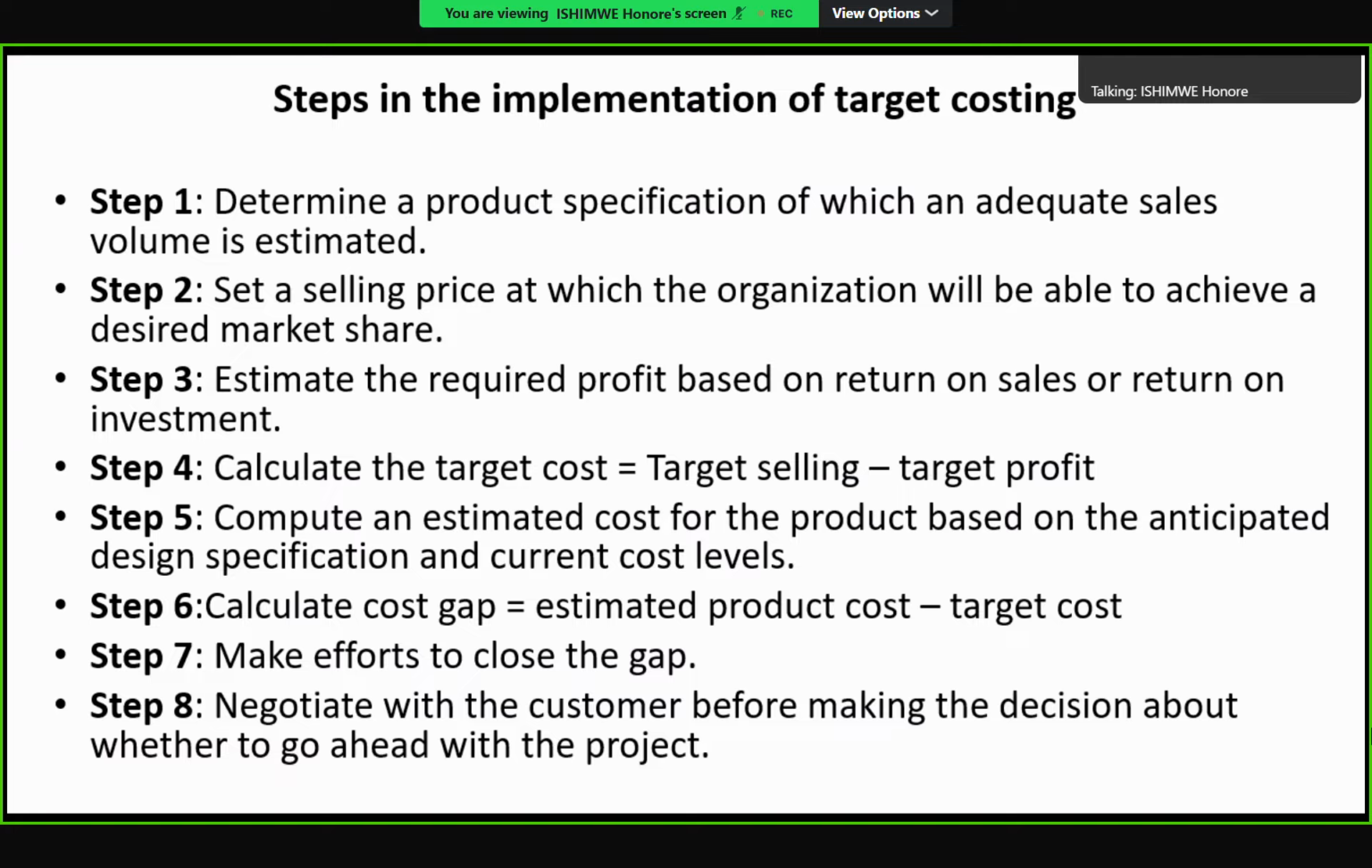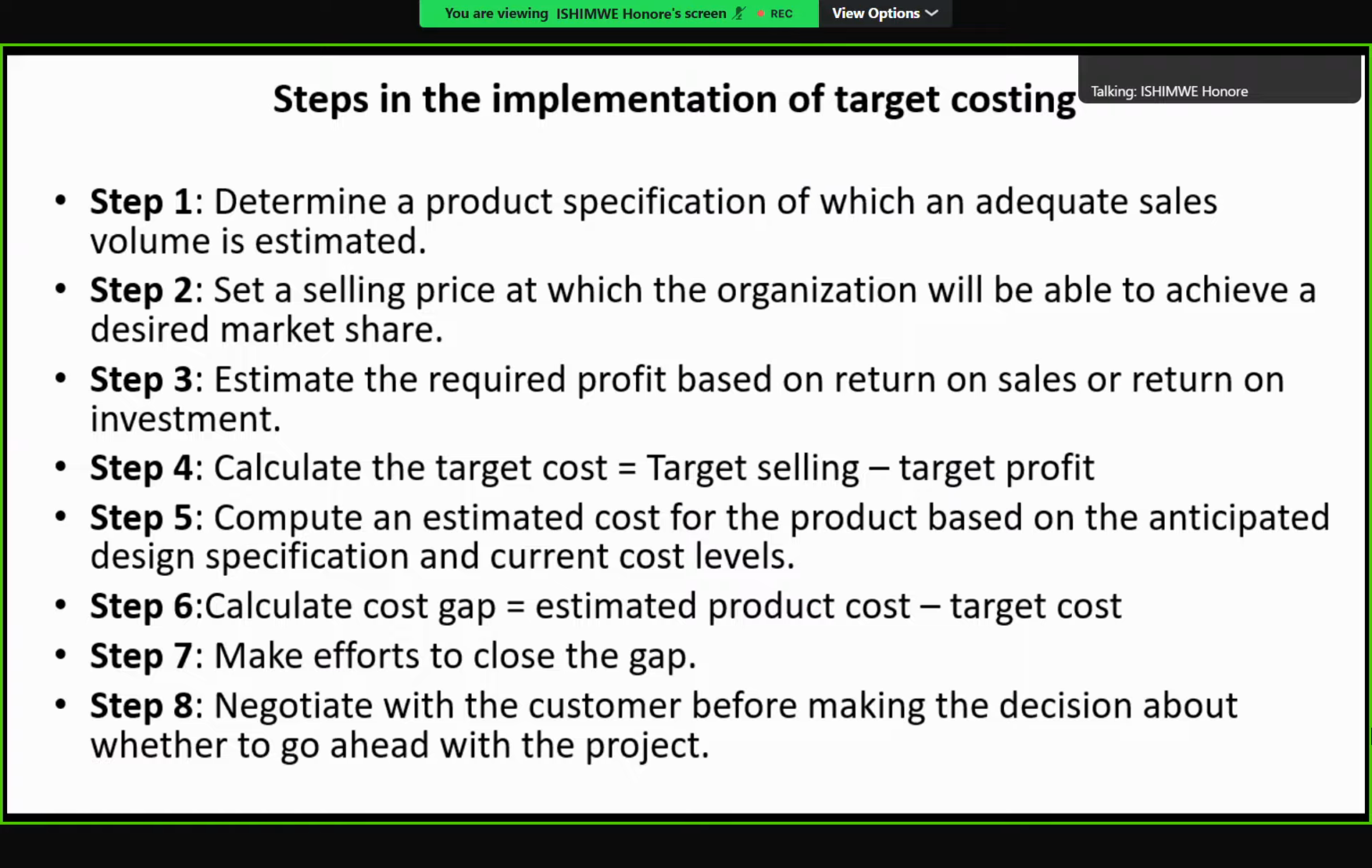Then step 6, you determine a cost gap. You estimate the product cost minus the target cost. So, what does it mean? The cost gap is the difference between the estimated cost versus the target cost. So you take the estimated cost and compare it with the target cost. If you have any gap there, that is when you go to step 7: you have to make sure that you are closing the gap.